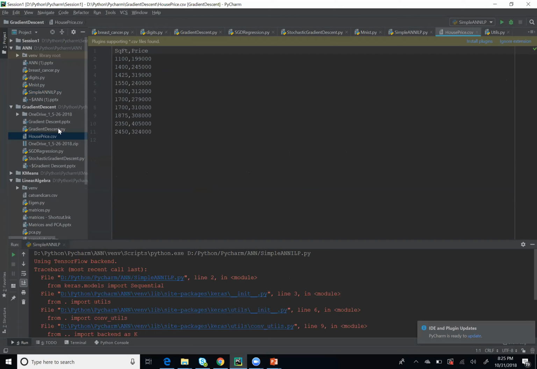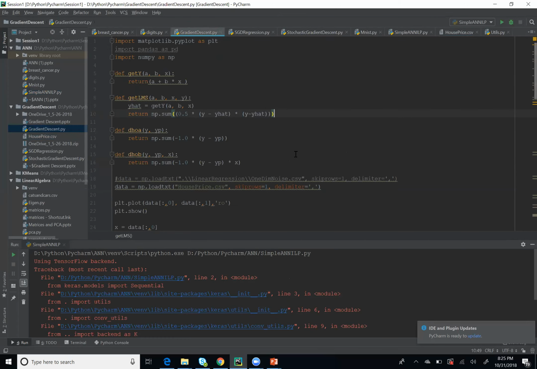So here, in this case, we are trying to predict the price of a house from its square footage. Using gradient descent, in this particular program I didn't use any library. I tried to implement exactly what I said. I'm trying to fit a model with A and B such that I can guess this data correctly.